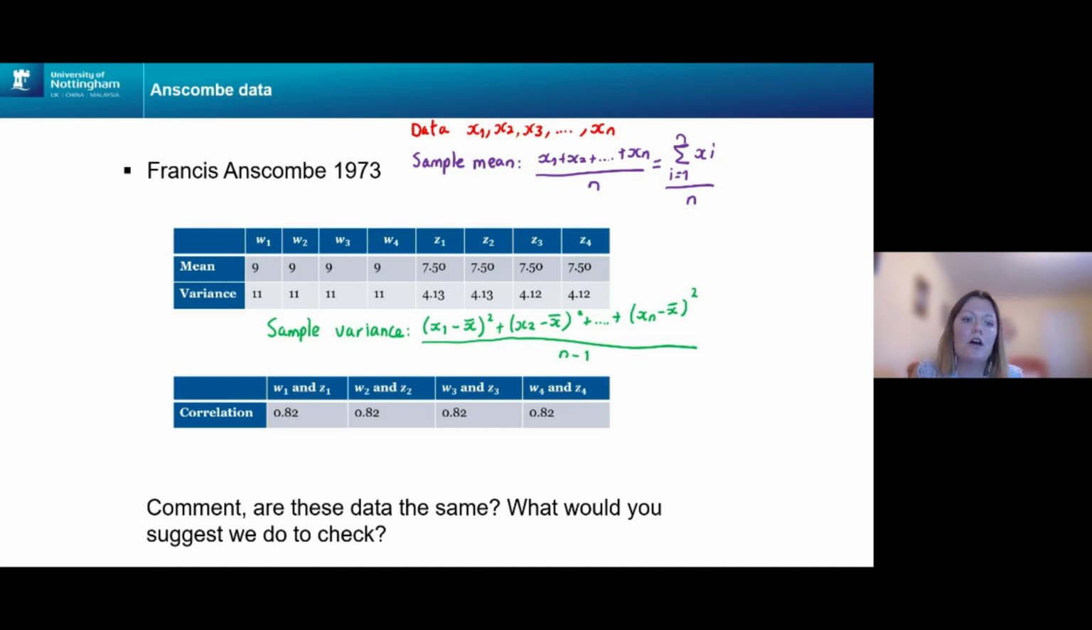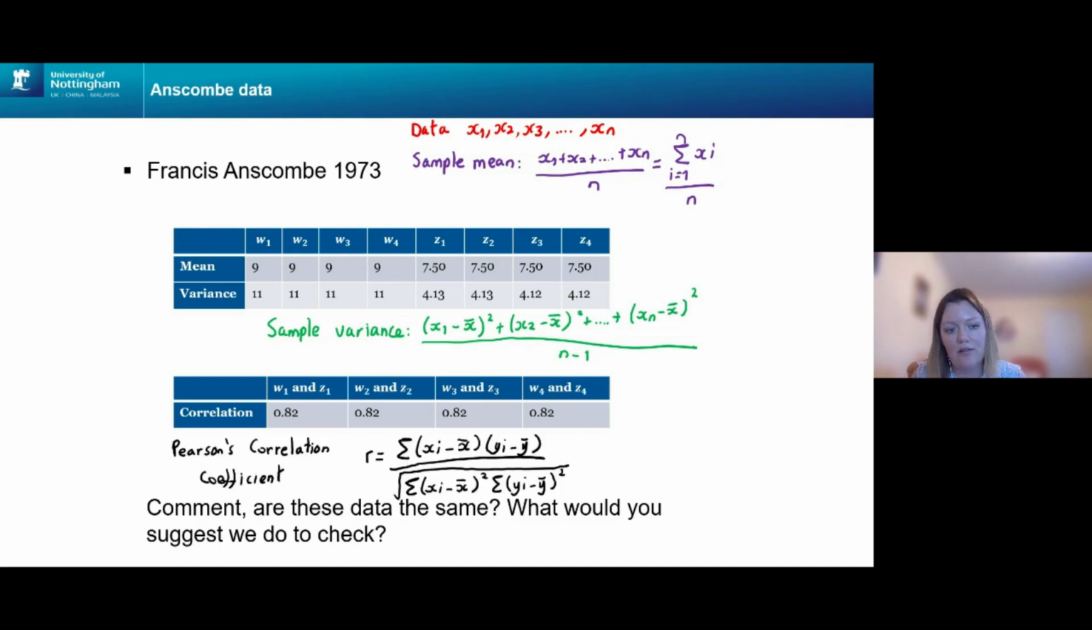Now, we might think, well, what's the correlation between, say, W1 and Z1? Is there a linear relationship between them? And what is the correlation between those numbers? Well, we can use Pearson's correlation coefficient, which you may have seen before as this. Interestingly enough, the correlation between W1 and Z1 is 0.82, the same for the other 3, so W2 and Z2, W3 and Z3, and W4 and Z4. So it seems like there's a positive correlation between the two sets of numbers in each case.